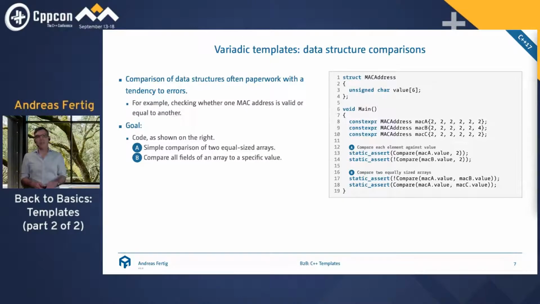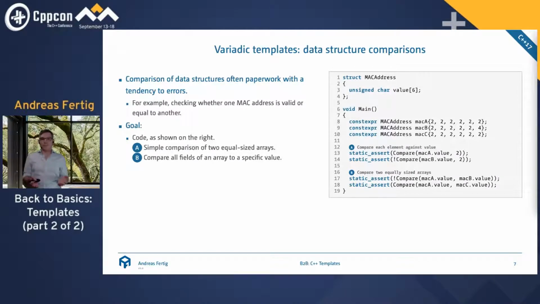And the idea here is then that I'm creating 3 different variables of my MAC address, MAC A, MAC B, MAC C. I fill them with the values, and as you can see, MAC A and C are the same, just they have different names, but the contents are the same. And only B differs in the last digit because there it has 4 instead of 2.